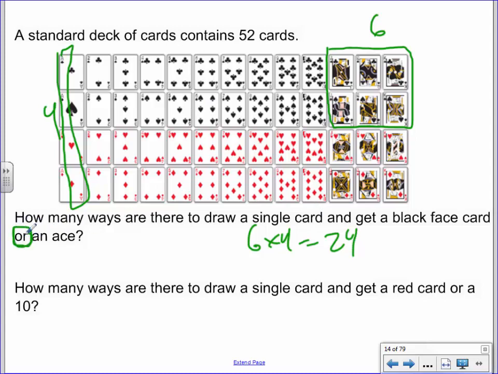Whenever you have a scenario where you have to win with this or this, it's not multiply, it's add. If you had to win with this and this, multiply. But if it's one option or the other option, don't multiply, you add. There's 6 cards here you could win with. There's 4 cards here you win with. You have 10 ways you could win.